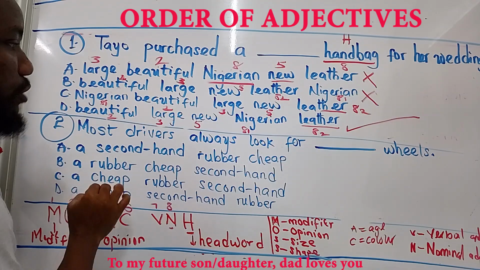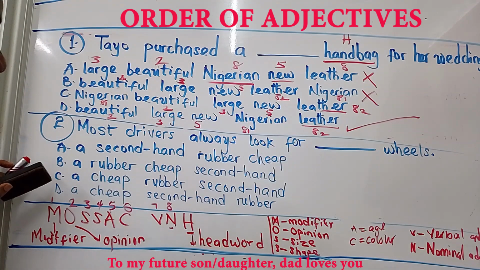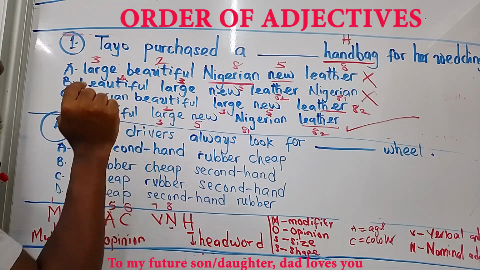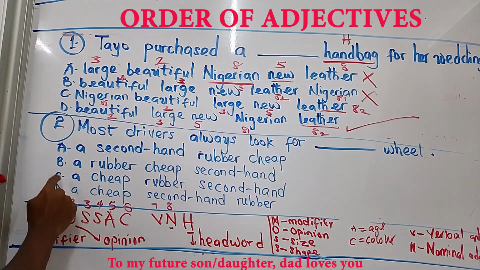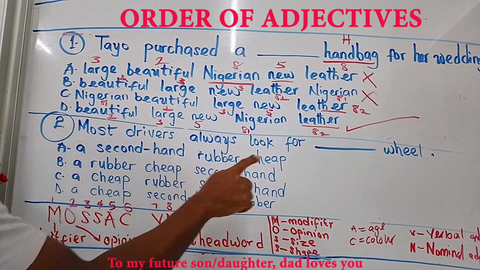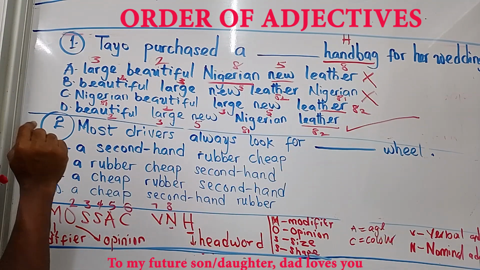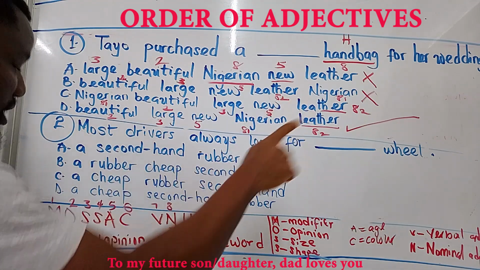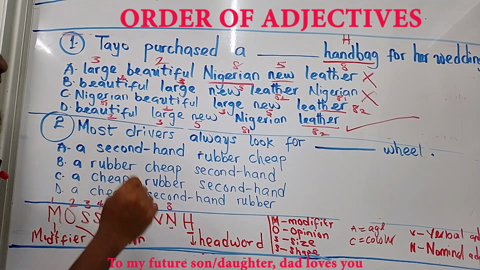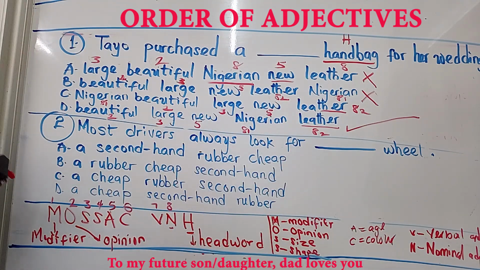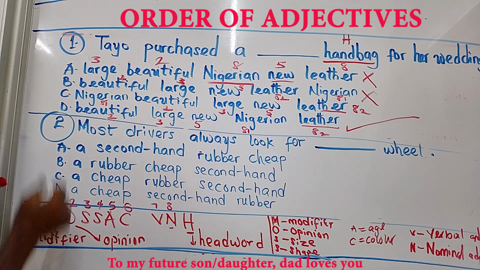Finally, question 2. Male drivers always look for dash wheel. Option A, a second-hand, rubber, cheap wheel. Option B, a rubber, cheap, second-hand wheel. C, a cheap, rubber, second-hand wheel. D, a cheap, second-hand, rubber wheel. What's the right answer? Let's use the same principle here.